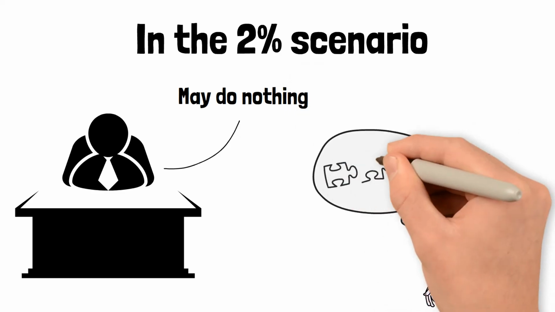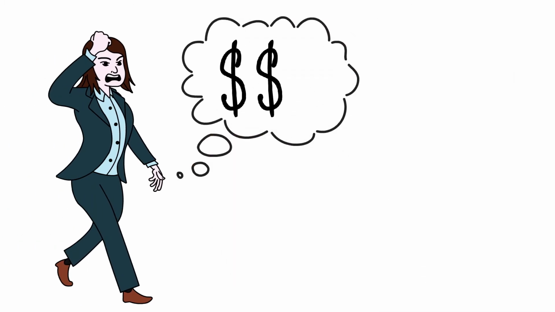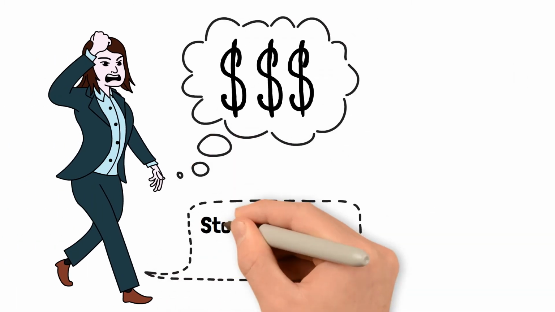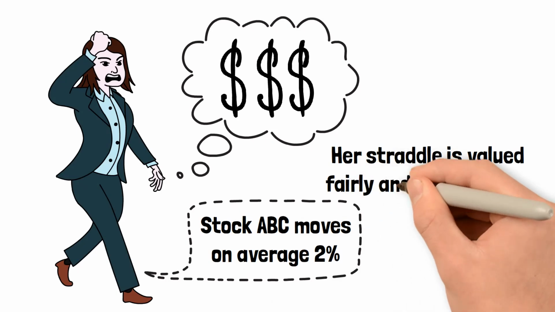You're probably wondering the logic behind that decision. Well, she looked back at prices around previous earnings announcements and noticed stock ABC moves on average 2%. For this reason, she believes her straddle is valued fairly and does nothing.